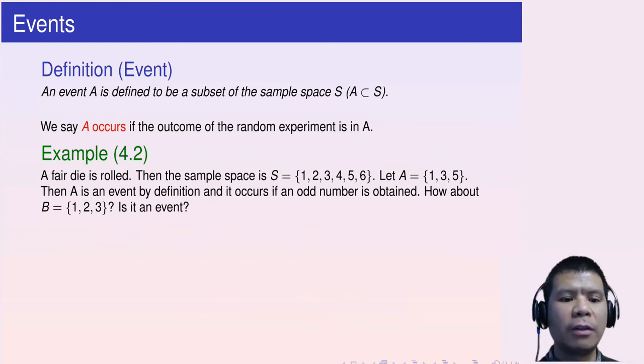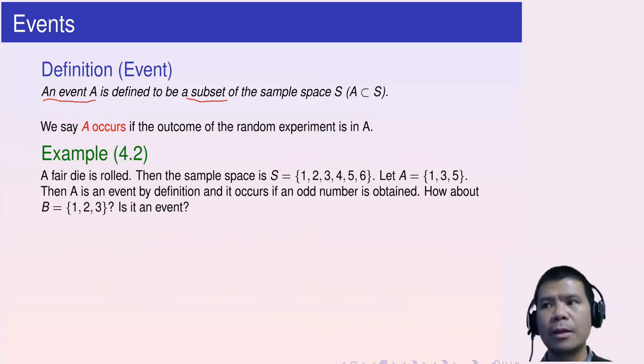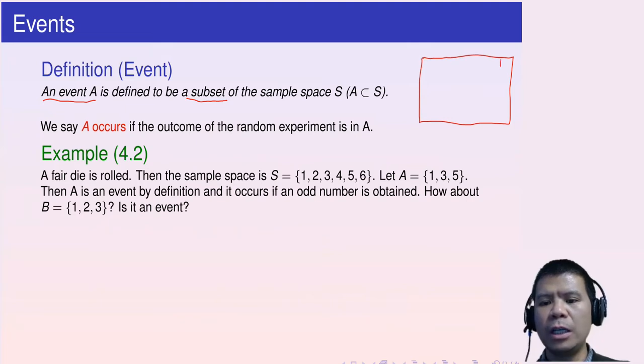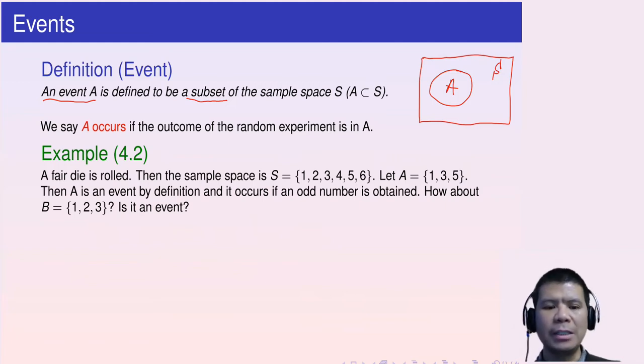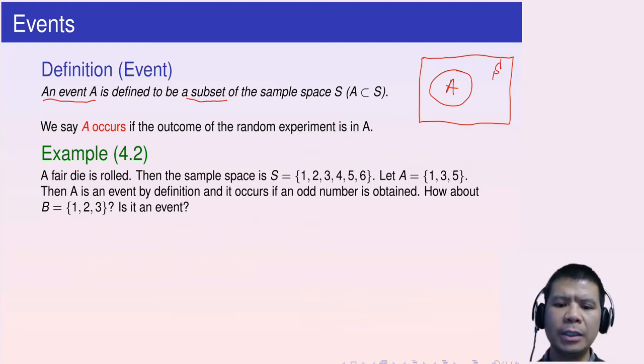Now here we give the formal definition. An event is defined to be a subset of the sample space. Say this is a Venn diagram, this is my sample space. Anything inside the sample space is a subset, okay? Now we say A occurs if the outcome of the random experiment is in A. What do we mean by this event occurs?